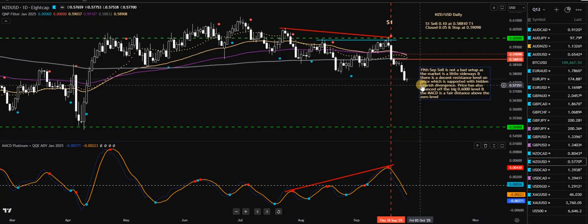New Zealand USD in a sell from the 19th of September. It's going well, MACD platinum through the zero level, already closed half, stop in place, can't lose on the trade. So it's the New Zealand USD.